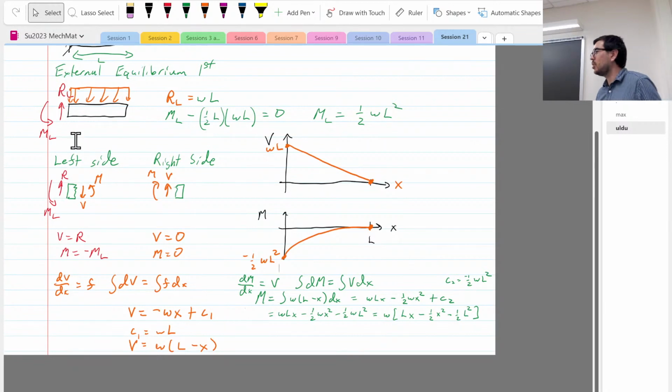Section 10 is on the exam, because we have combined loading. So you have to be able to calculate out the shear stress.